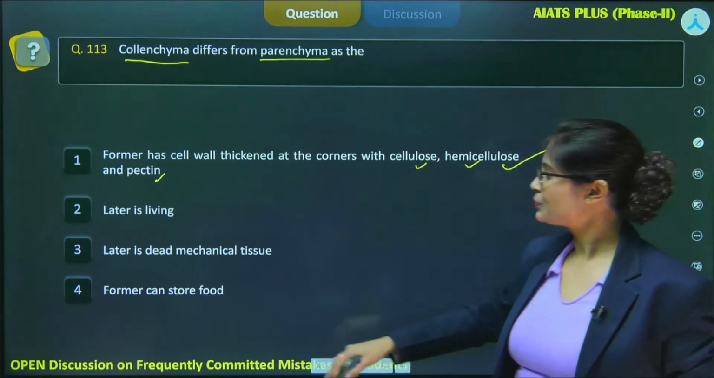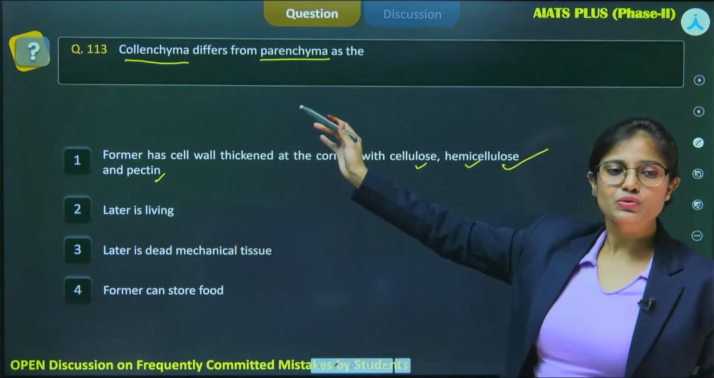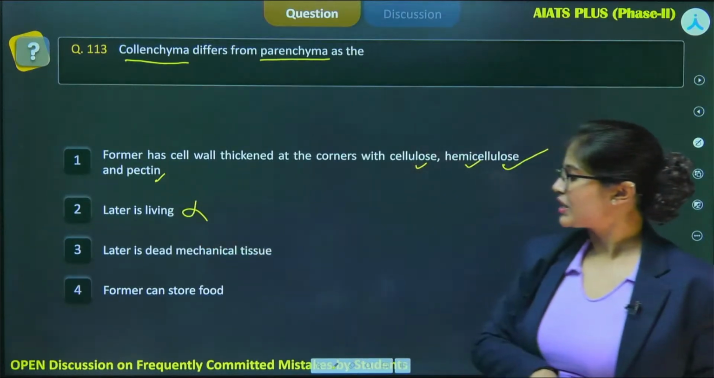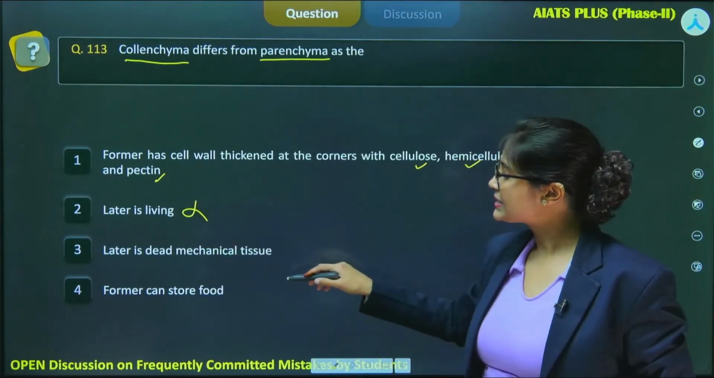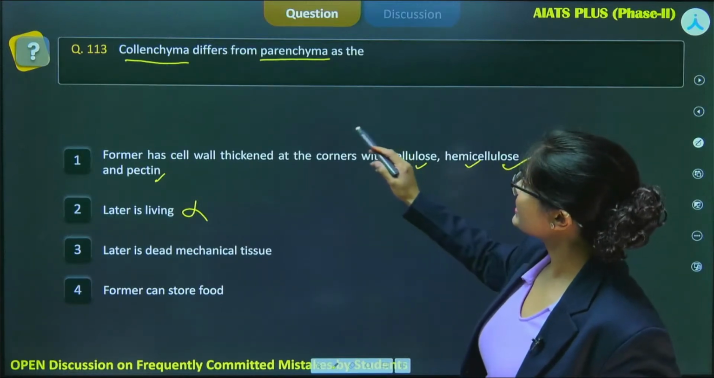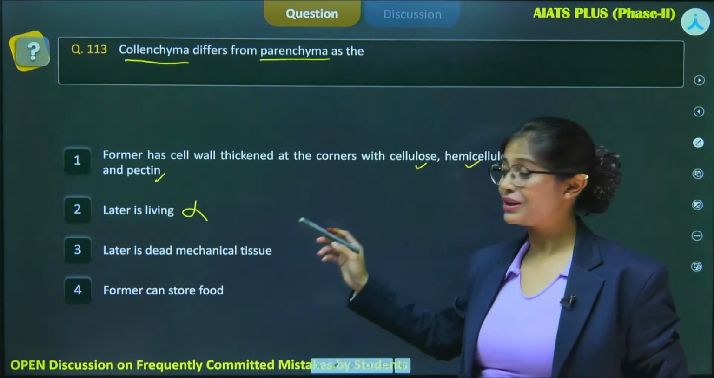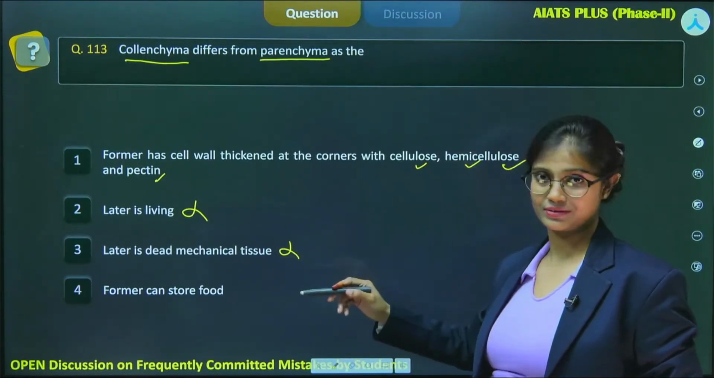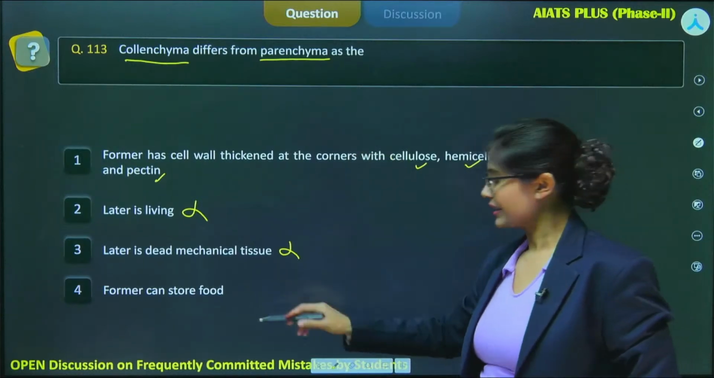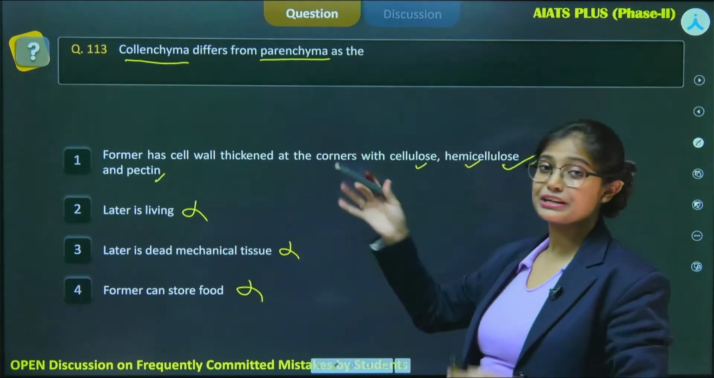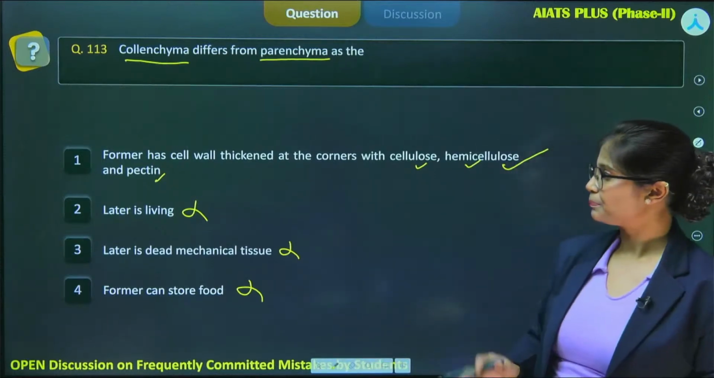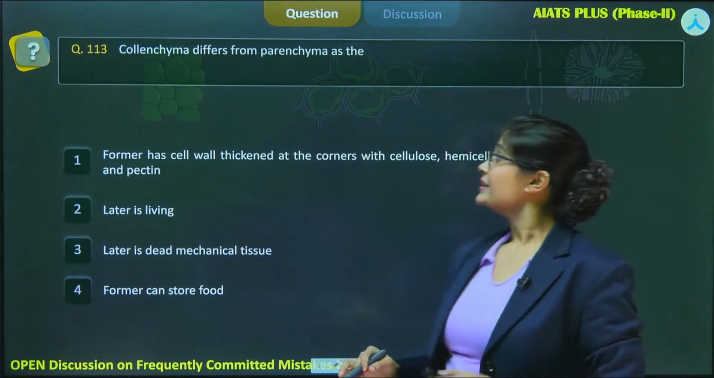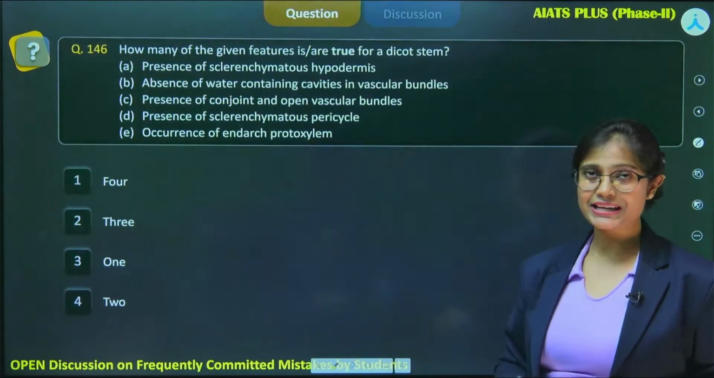Let's see the other options also. Later is living. Here both the tissues, the cells involved in the tissues, are living. So this is not the differentiating feature. Third option is, later is dead mechanical tissue. Later, that means parenchyma, is made up of living cells. So ये भी incorrect हो गया. And the fourth one is, former can store food. This is also incorrect, right? So this is not the differentiating feature between them. So for the question, the correct answer is option 1. Now let's move ahead to the next question.